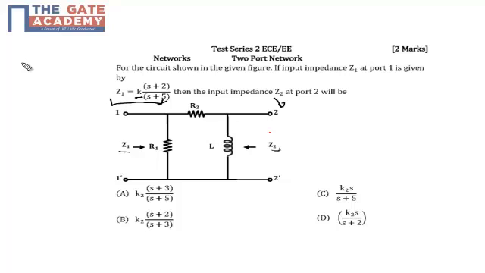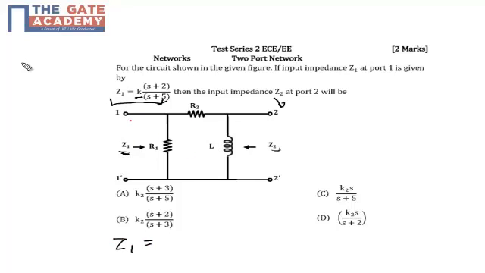So the approach of this problem will be straightforward. We need to calculate the expression for Z1 first across terminal 1 and 1 dash, and then we will calculate the expression for Z2 across terminal 2 and 2 dash. So first let us calculate the expression for Z1.